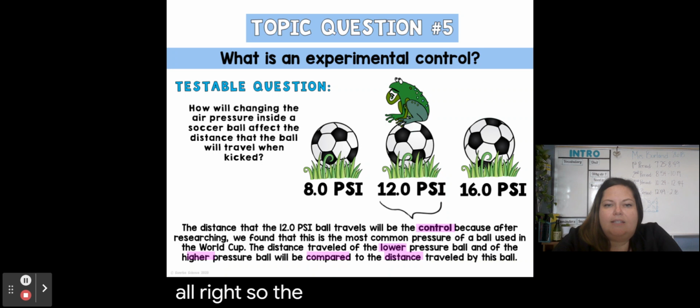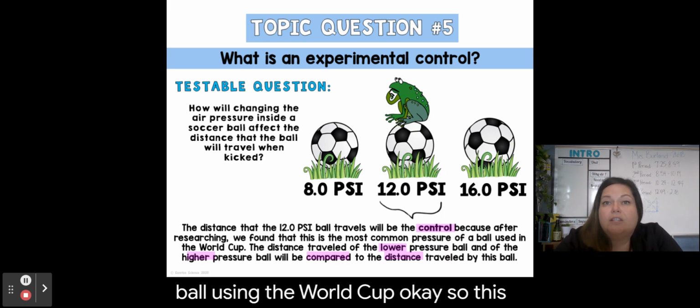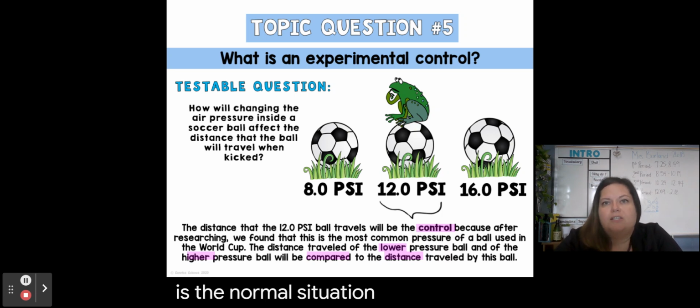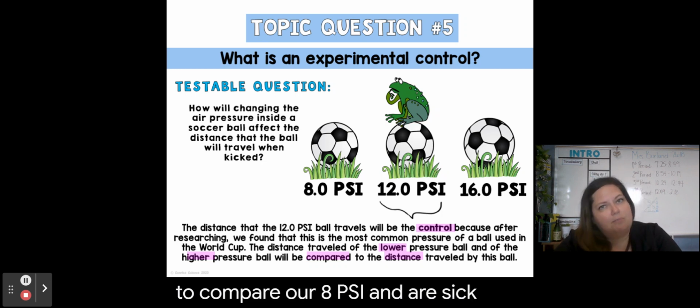All right. So the distance that the 12 PSI ball travels will be the control because after researching, we found that this is the most common pressure of a ball used in the World Cup. Okay, so this is the normal situation. This is our control. This is what we're going to use to compare our 8 psi and our 16 psi to. Okay.